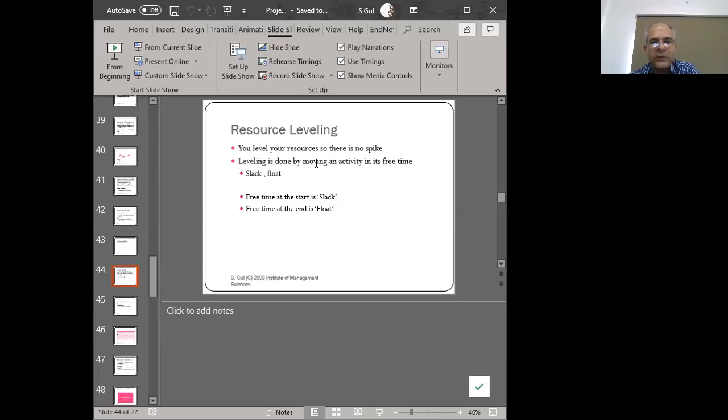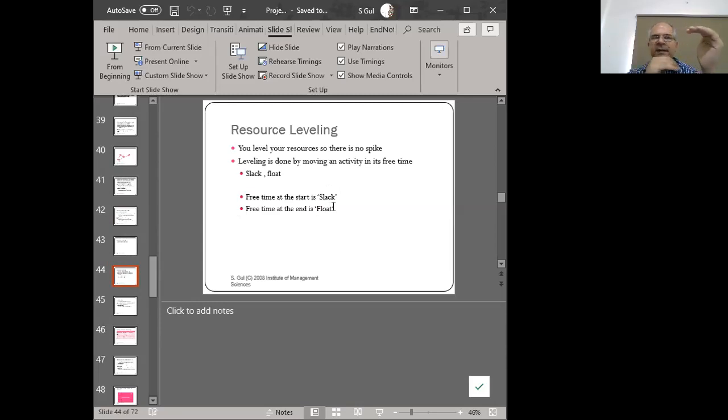Leveling is done by moving an activity in its free time. What does that mean? It means that the other person is free, right? I am too busy. So you are taking my time and assigning that to the other person because that person is free. So you are making that person busier, right? Free time could exist at the start of a project as well as at the end of the project as well.